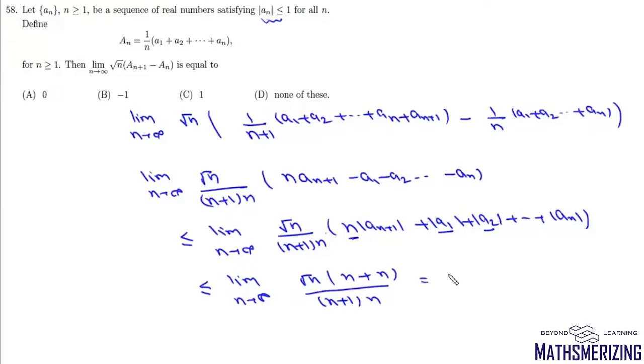So we can write this as limit n tends to infinity of root n into 2n upon (n plus 1) into n. This n will cancel. Now the power in the numerator is less than the power in the denominator, so that means this limit will be 0. So from here we can say that this limit must be equal to 0, and that's your option number A.